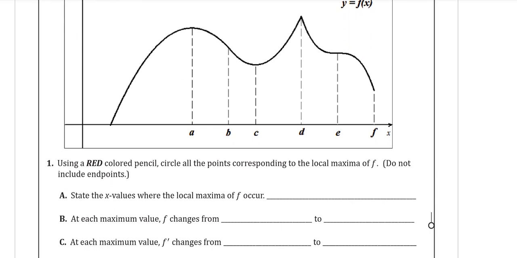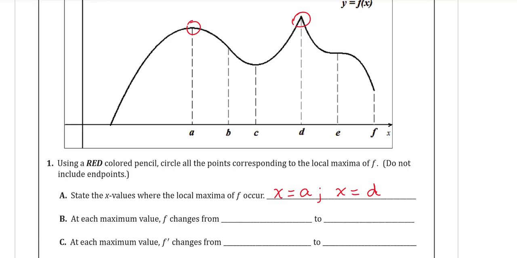So how we're going to go through this is we're going to use a red pencil and circle all the points that correspond to a local maxima of f. And we are not including the endpoints. So we have two local maxima. We have one here at A, and one again here at D. Now we're supposed to state the x where they occur, so we have one at x equals A and one at x equals D.